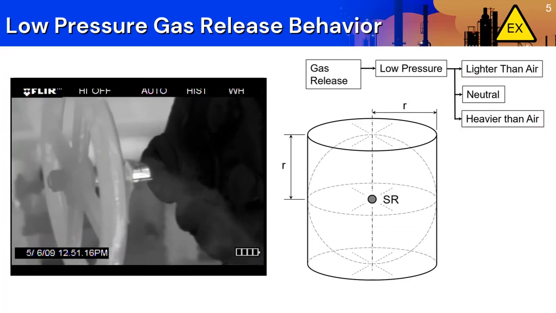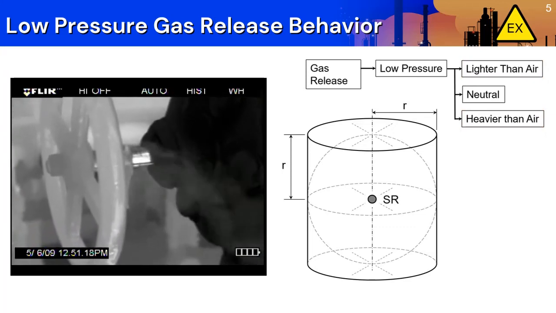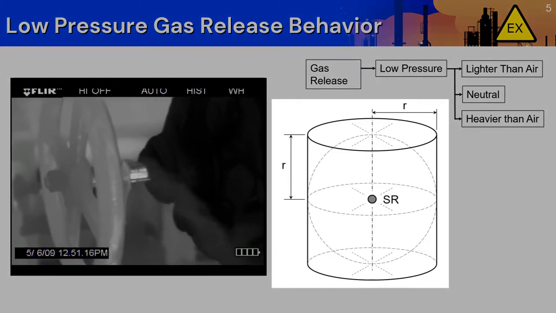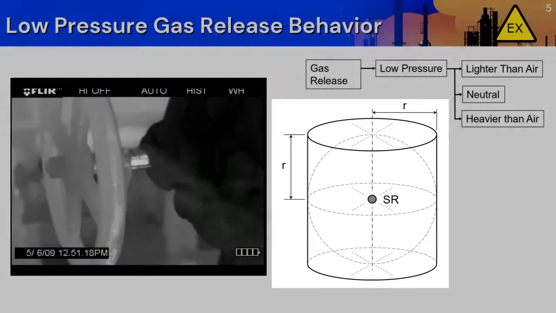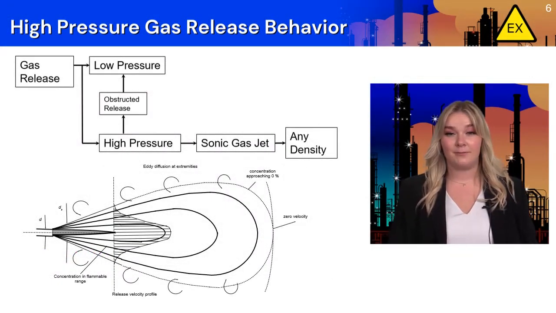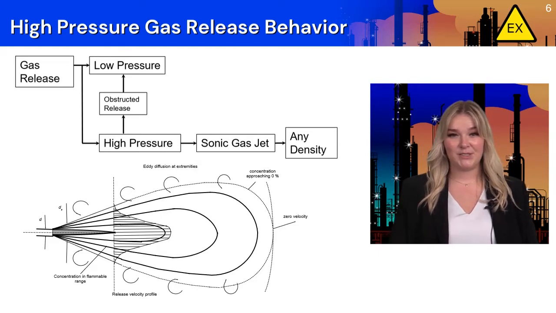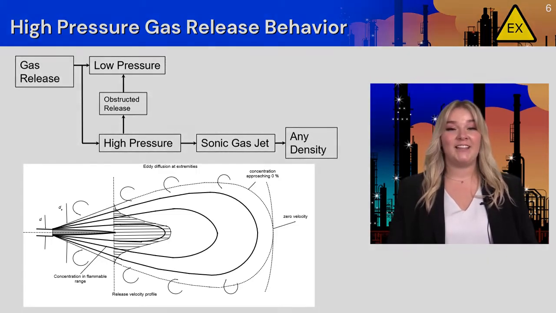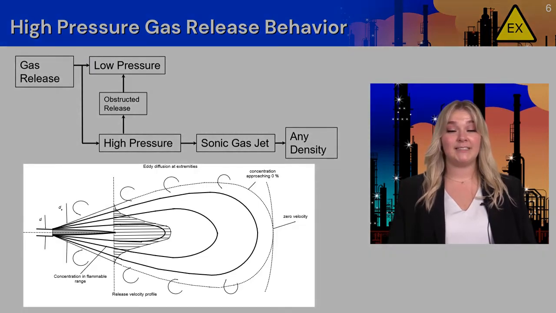The hazard zone surrounding a low-pressure gas release will be a circle or a cylinder, like the diagram shown here. The hazard zone reflects the expected release behavior. A high-pressure release will behave differently. A high-pressure release will initially produce a jet release that mixes turbulently with the surrounding air. This helps to entrain air in the jet and dilute the release, as seen here on this diagram.